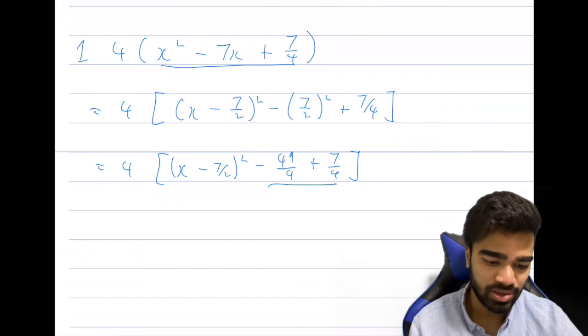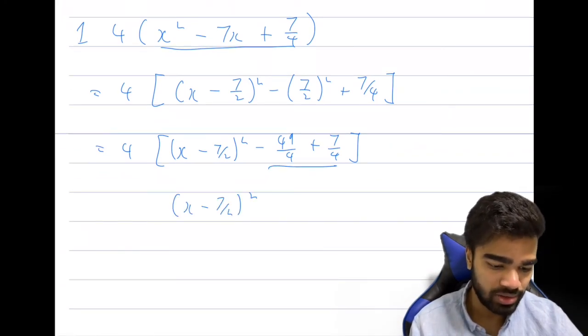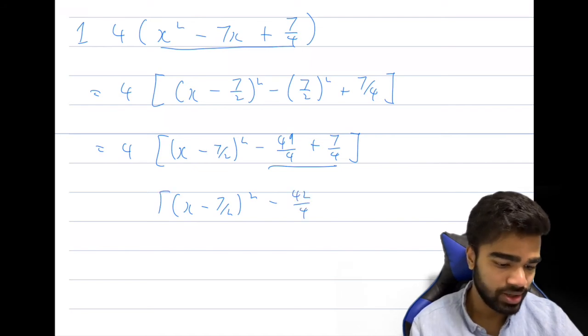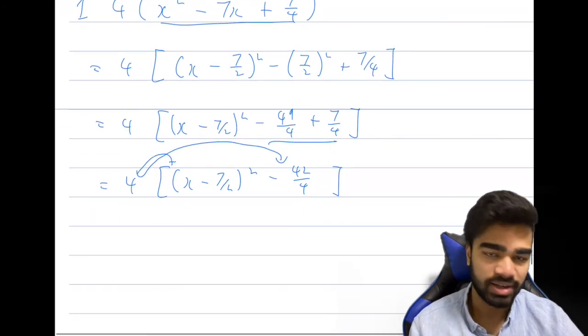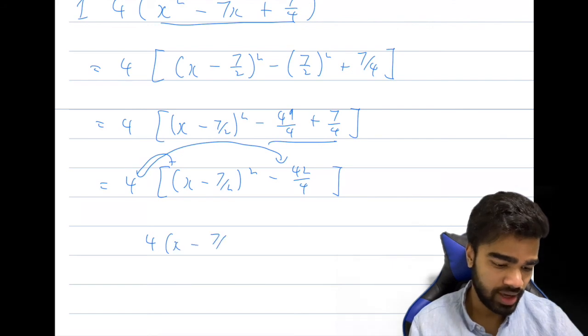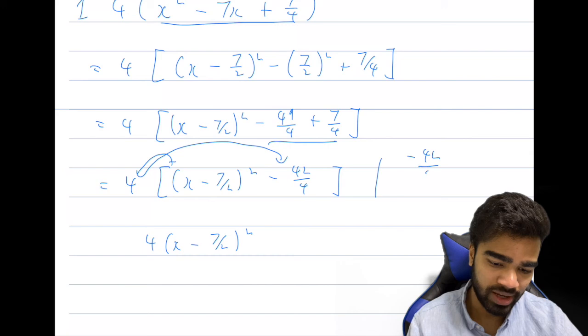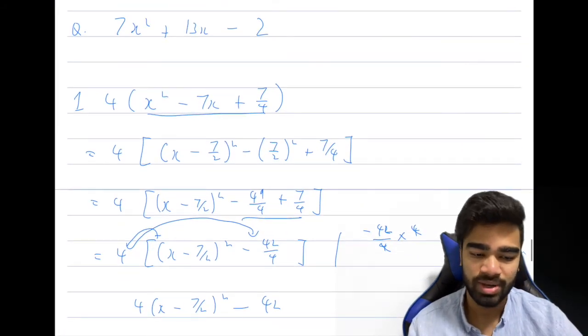So these two are relatively easy to combine. They're fractions. So you have x minus 7 on 2 squared minus 42 on 4, like so. Then obviously you still have square brackets, and you expand the brackets. So you have 4 times x minus 7 on 2 squared, and for the constant you can just do negative 42 on 4 times by 4. The 4 and 4 cancel, you're left with negative 42. And that's the answer. So you can do it both ways, right?